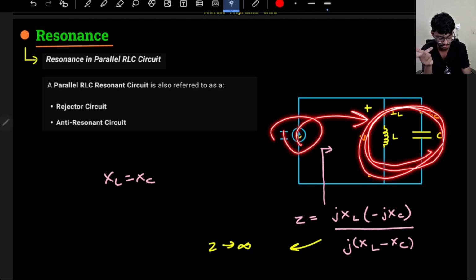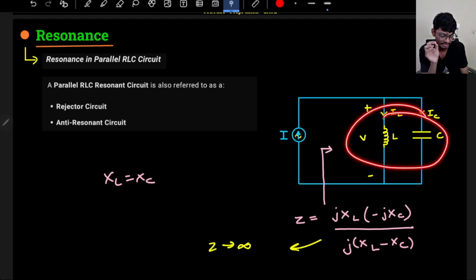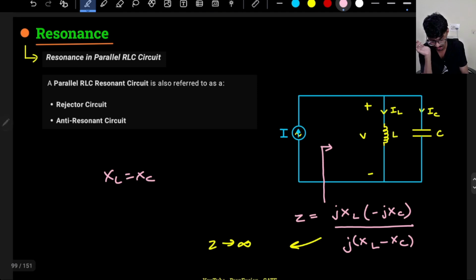Okay, but obviously this current source is there. So ultimately it is rejecting this current source for this particular frequency, because it has infinite impedance only for this particular frequency. Other than that, it has some finite input impedance and current will flow, no problem. But at resonant frequency, it is providing infinite impedance, so it will not allow any current. So it is rejecting the current basically. That's why it is called a rejector circuit. So this is the condition at resonance.